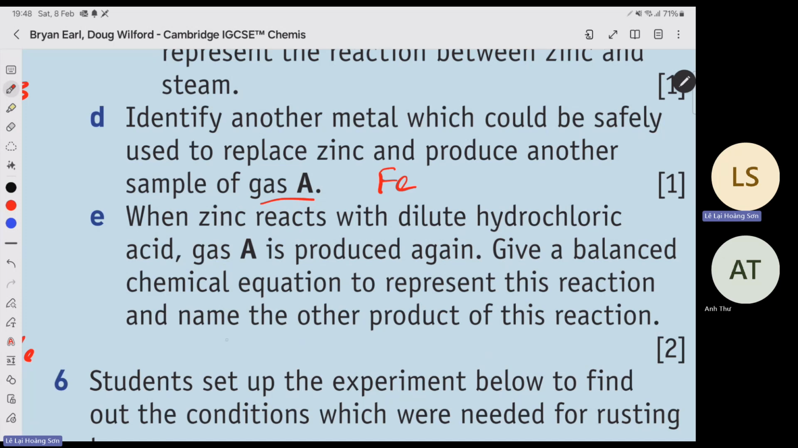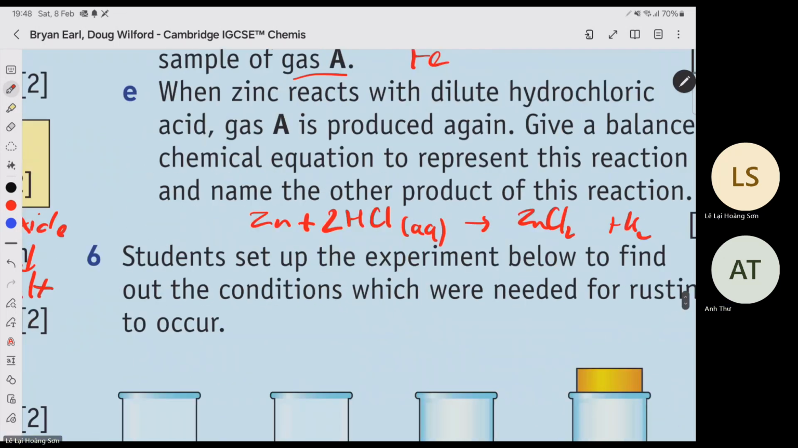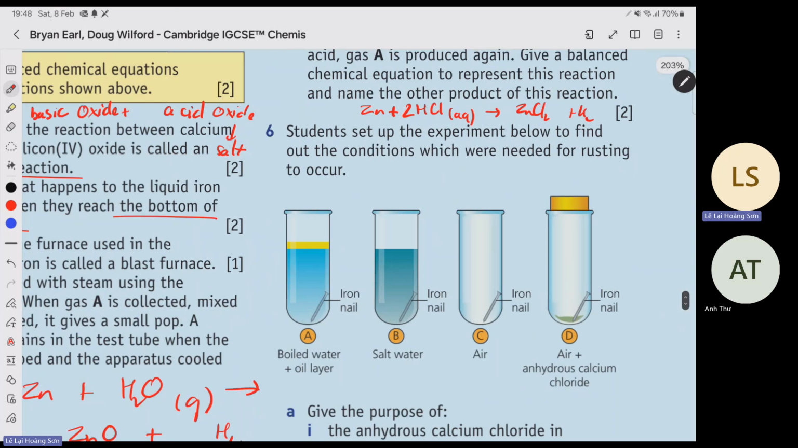All right, so we have zinc and hydrochloric acid, which is HCl in aqueous solution. What is going to be your product over here? Zinc chloride and hydrogen. Yep. Balance the reaction for me. We will have two before hydrochloric acid. Okay. So this is moving on to the next part.